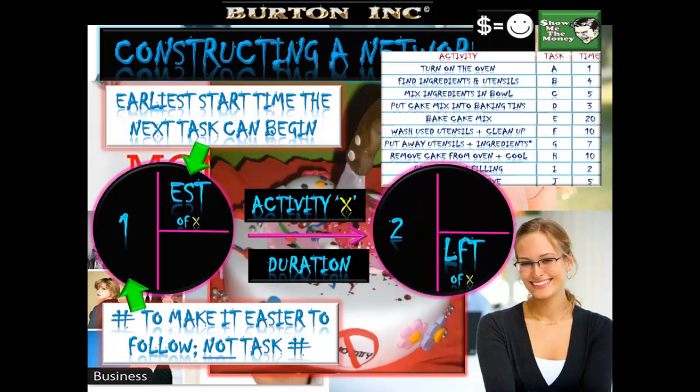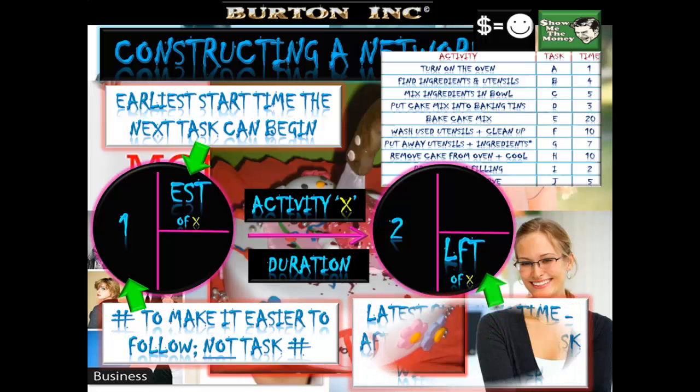One node leads to another. Again, they're just labelled to make it easier to follow. They're not the task number. What is critical is between the nodes, the activity itself. I'll repeat that again. The nodes are not numbered with task numbers. The activity is what is critical, that is in between the two nodes.